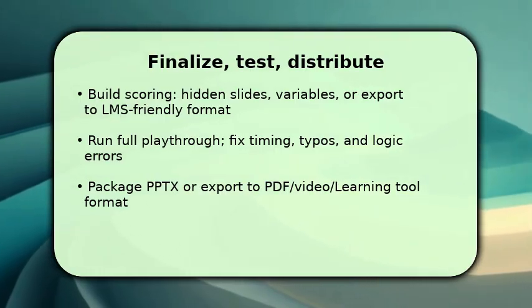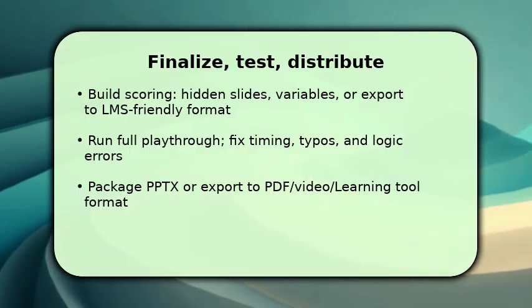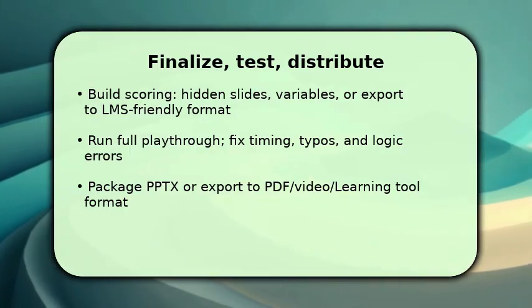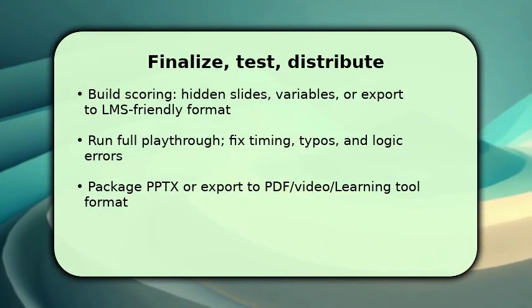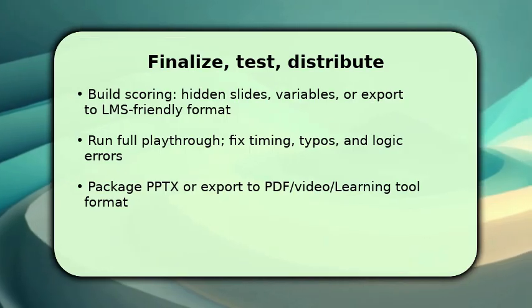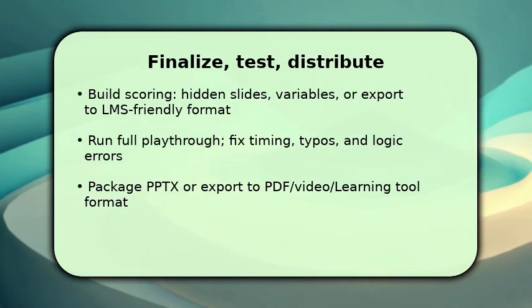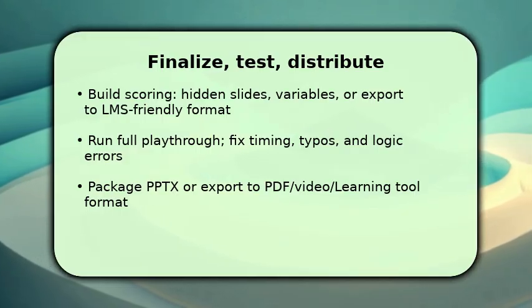Whenever something breaks, check triggers and slide transitions first. Once fixed, optimize accessibility and compress media. Finally, save a distributable file, PPTX, PDF, or SCORM package, and one troubleshooting tip.